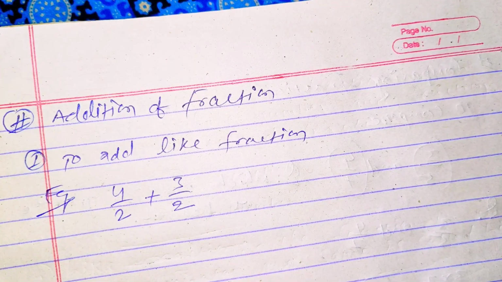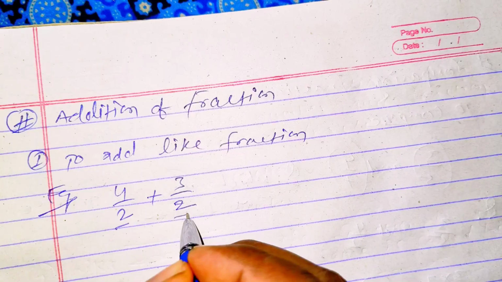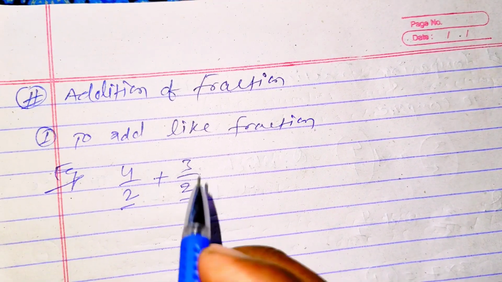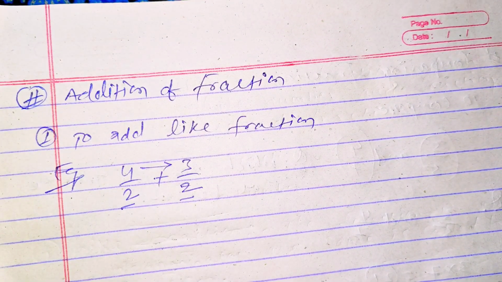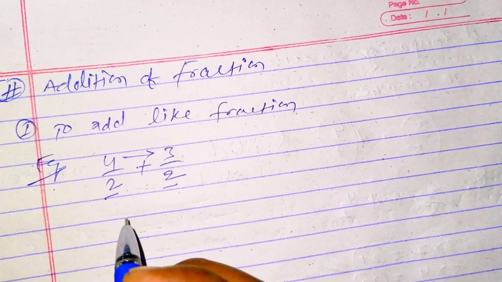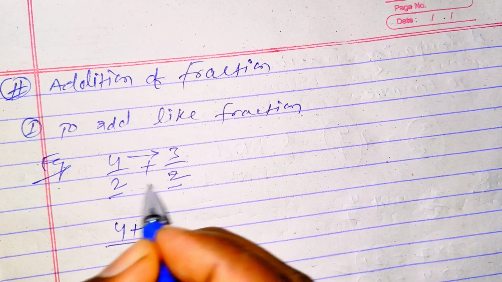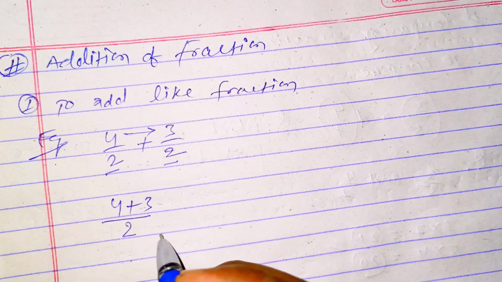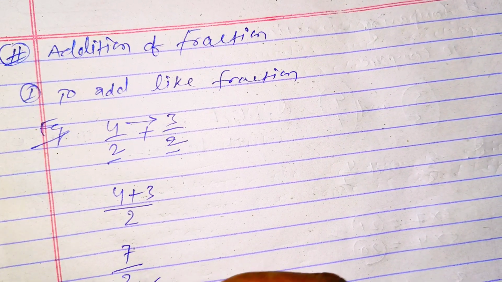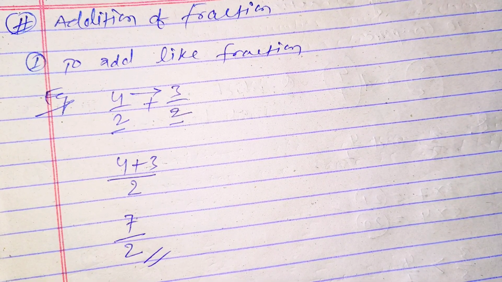We have previously studied like fractions, whose denominators are the same. Here it is 2 and here it is also 2, so both denominators are the same. In like fraction addition, just add both numerators and keep the denominator the same. So 4 plus 3 divided by 2, that is 7 by 2. That is our answer. In this way we can add like fractions.